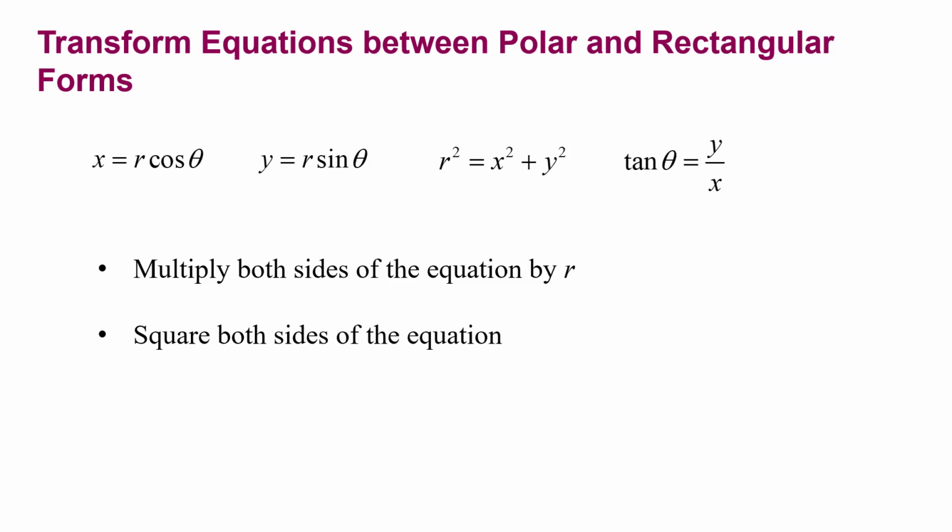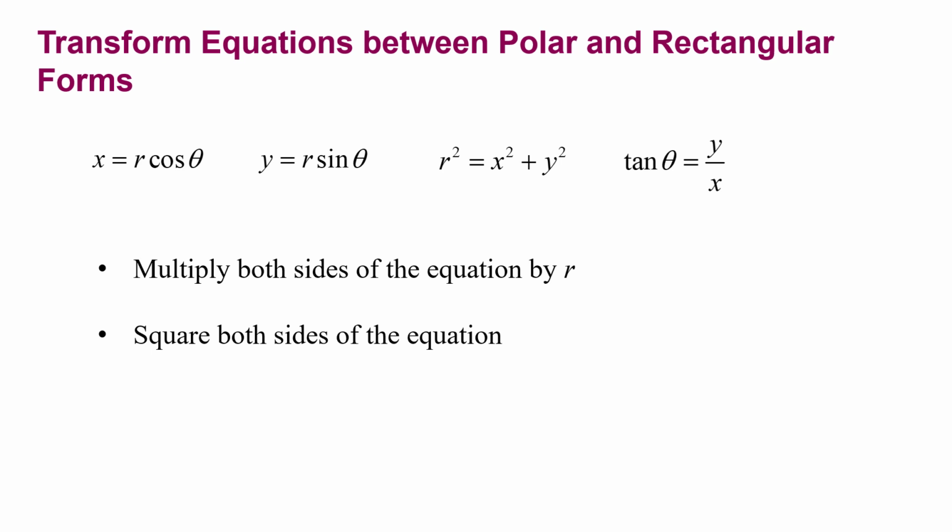In this video, we're going to learn how to transform equations between polar and rectangular forms. The four equations we have used to convert ordered pairs will be very useful here. Now let's recall what those equations are. We had x equals r cosine theta, y equals r sine theta, r squared equals x squared plus y squared, and tangent of theta equals y divided by x.